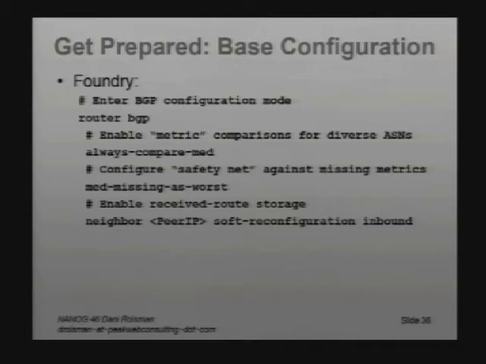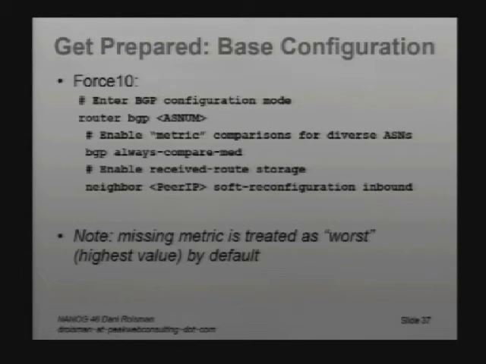On a Foundry, very simple, very similar. You're going to enable BGP, router bgp. You're going to turn on always-compare-med, almost the same exact command as Cisco. Med-missing-as-worst, again very similar to Cisco. And soft-reconfiguration inbound, again a very similar command. On a Force10, BGP mode, bgp always-compare-med, soft-reconfiguration inbound, and med missing-as-worst is actually on by default. So hey, there's one less step for you Force10 fans.